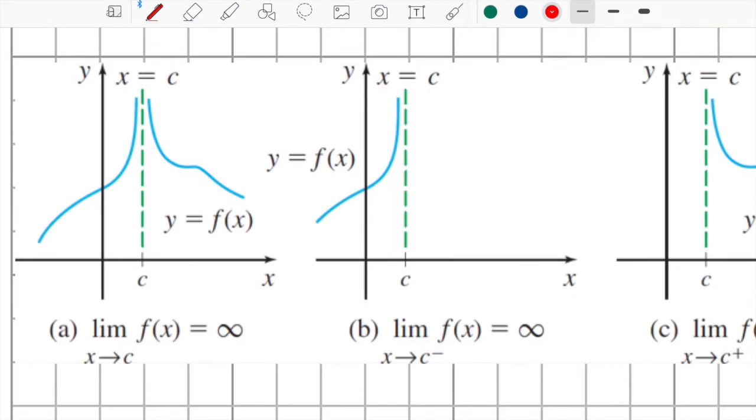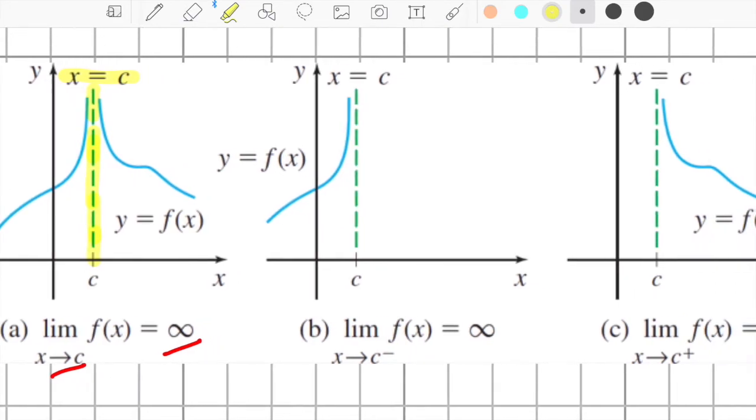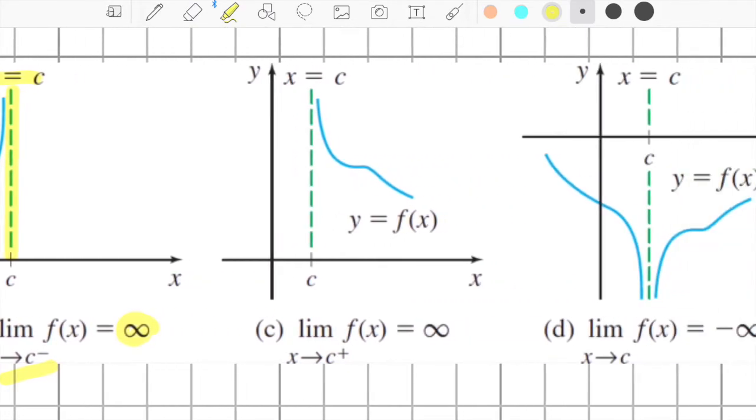So we're approaching c, the limit is infinity, so that means we have a vertical asymptote. This is the vertical asymptote right here. And you have to write it as x equals c, or whatever the c is. Notice again, here the limit is infinity as we approach c, so therefore x equals c is the asymptote. Again, the limit as x approaches c from the right, you get infinity, you get a vertical asymptote at c, x equals c.